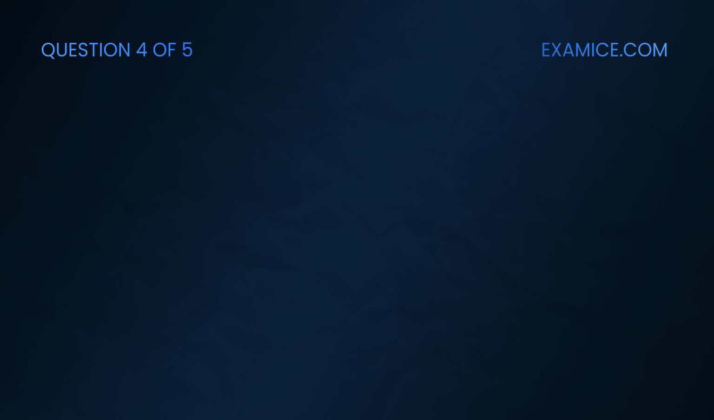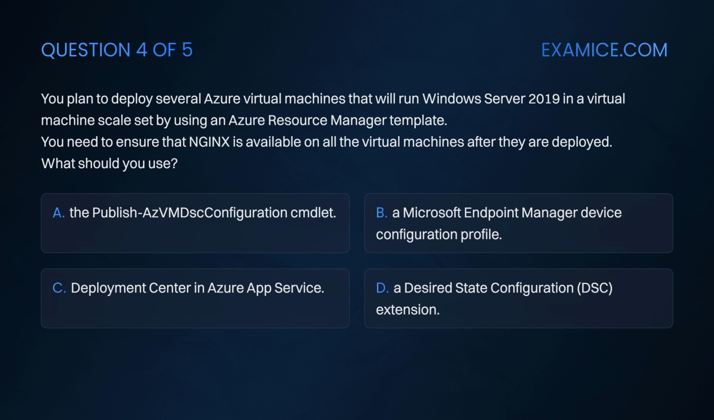Question 4. You plan to deploy several Azure virtual machines that will run Windows Server 2019 in a virtual machine scale set by using an Azure Resource Manager template. You need to ensure that NGINX is available on all the virtual machines after they are deployed. What should you use? Option A, the Publish-AzVMDscConfiguration cmdlet. Option B, a Microsoft Endpoint Manager device configuration profile. Option C, Deployment Center and Azure App Service. Option D, a desired state configuration extension.